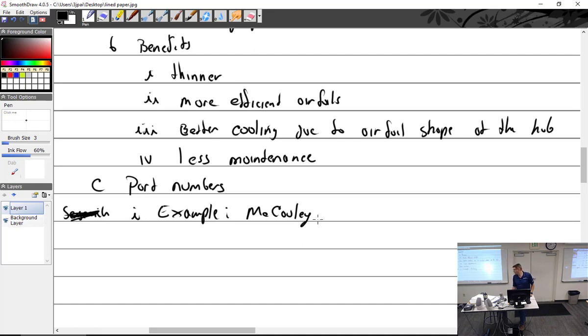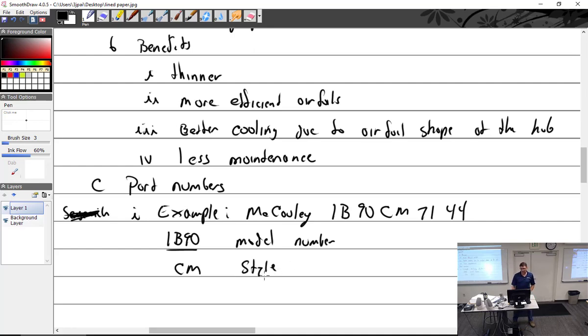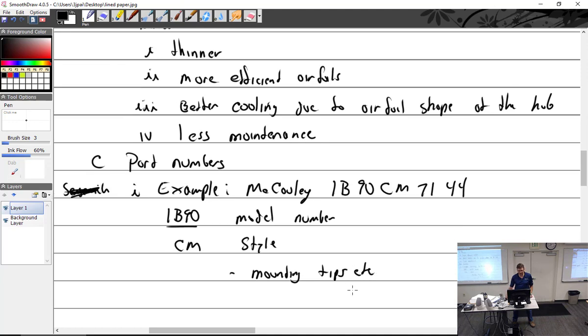There's really, I guess, three props. Obviously you have the Sensenich, and you have Macaulay, and you have Hartzell. Those are your big ones. Well, now MT Propeller too. Macaulay, if we had a 1B90 CM7144, that would be a part number. So we'd have the 1B90 right there. That's the model number. And the CM would be the style. That style could be something about the mounting or the tip style or something like that. Mounting hole configuration. Little variances within that style.